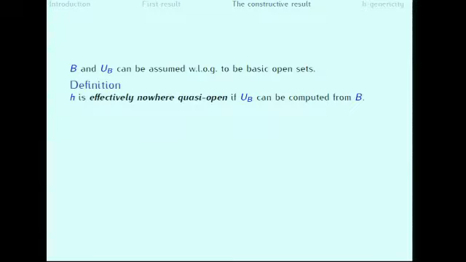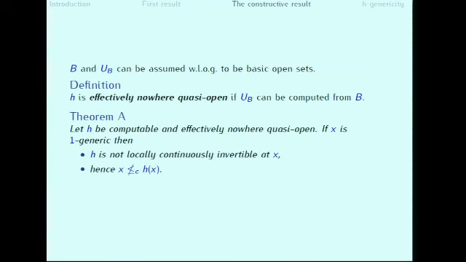Okay, so now this is the right notion, which will make things work. So we say that H is effectively nowhere quasi-open if, for each B there is U such that blah blah, and U can be computed from B. So the first thing, which is a corollary of the first result, is that if H is like that, then for each generic point, H is not continuously invertible at X, which implies that X is not computable from its image.